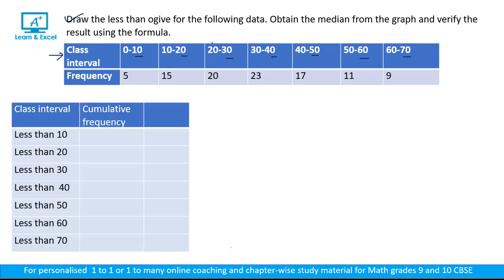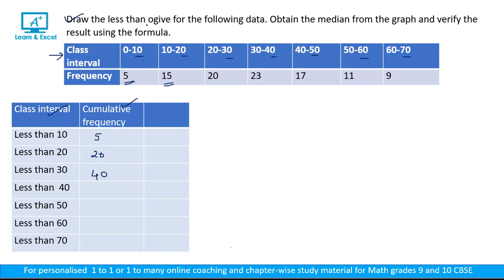Let us now find the corresponding cumulative frequency. For this, let us write the class interval as less than 10, 20, 30, 40, 50, 60 and 70. What is the cumulative frequency when the class interval is less than 10? The cumulative frequency is 5. And what is the cumulative frequency when the class interval is less than 20? Is it 15? No, it is 15 plus 5, which is 20. Now, what is the cumulative frequency for class interval less than 30? Yes, it is 5 plus 15 plus 20, which is equal to 40.